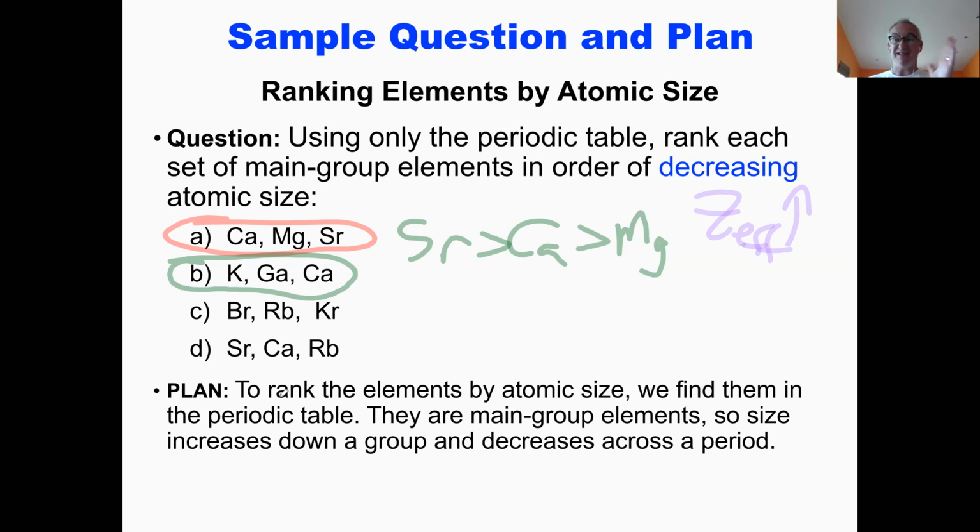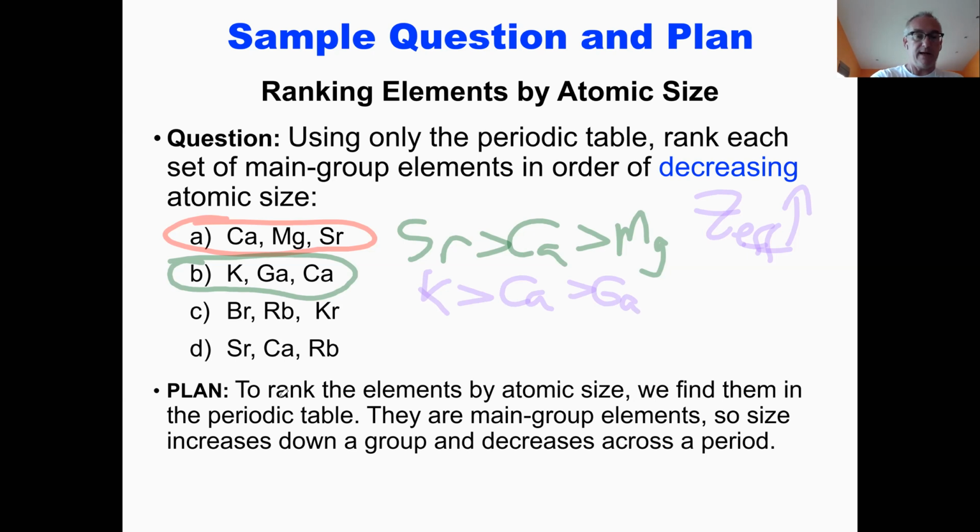So which of these three elements is furthest to the left and which one is on the right? The one furthest to the left is going to be the biggest. So potassium is the furthest to the left. What's next? Calcium. And then gallium. All right, we'll check that.